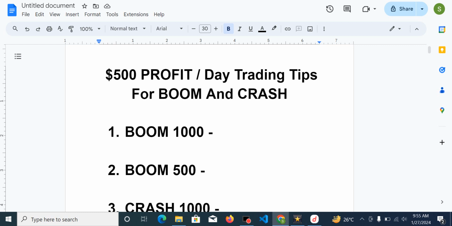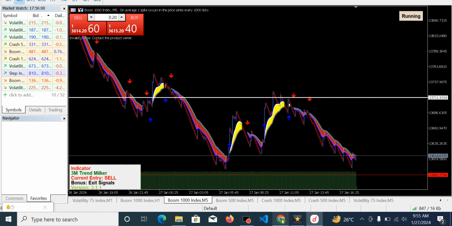As for the $500 profit per day, it all depends on your trading capital. The more your trading capital, the easier it is for you to achieve. But you can always grow your small trading capital into something reasonable. So quickly let's go straight into what we have right here, starting with boom 1000.